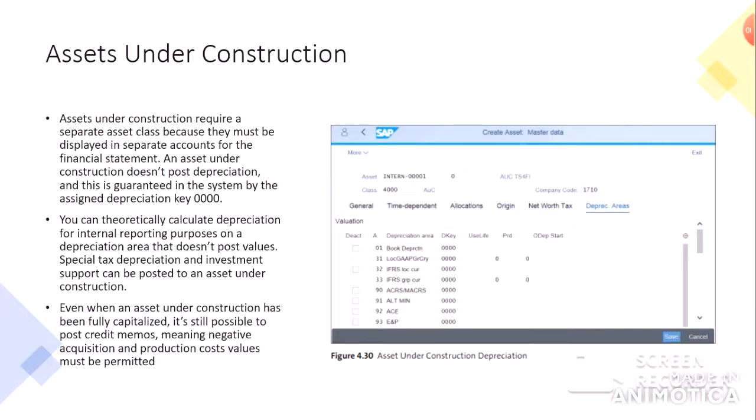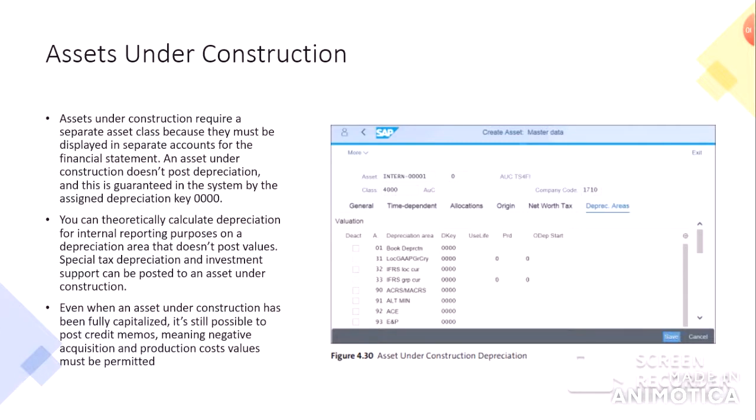So assets under construction. If we see this master data, the asset is an internal number and the class is 4000, which is an AUC asset class, company code. And if we see here the depreciation areas, the depreciation key is the main important factor, which is 0000.